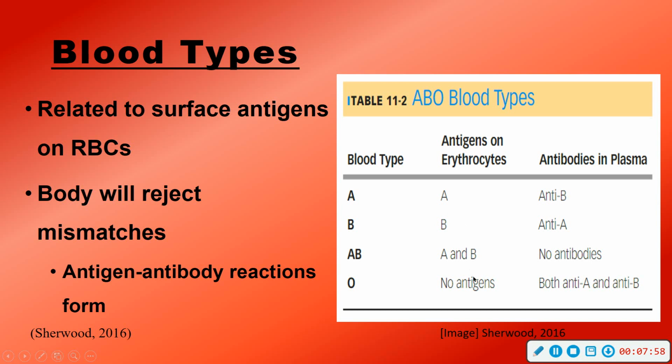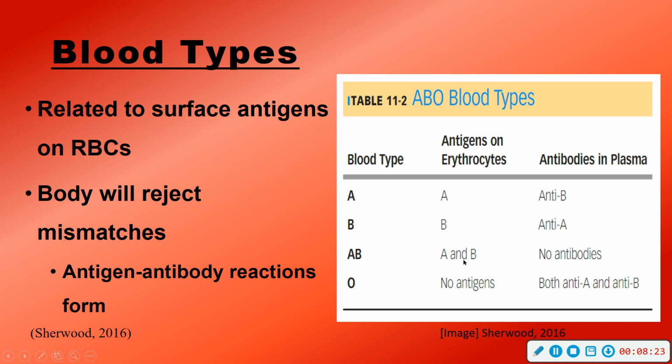But if we think in reverse, O type can only receive O type because it can't have antigens. If it were to gain an antigen, then these antibodies would cause an issue. So O type can only receive O. Same with AB.